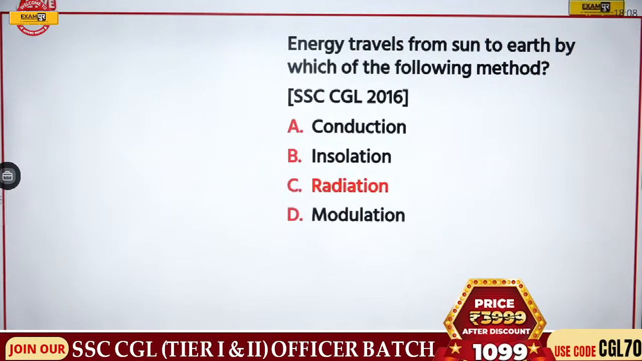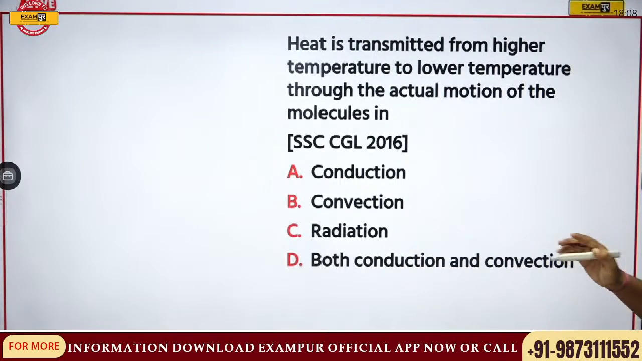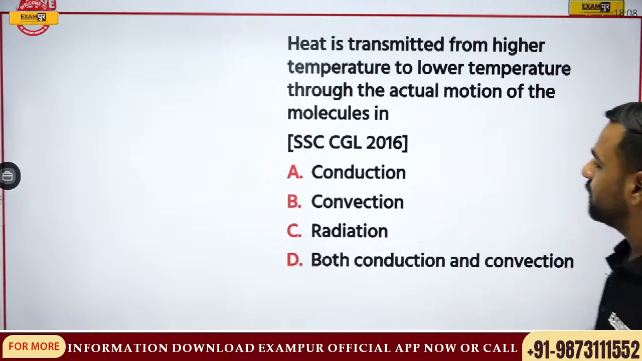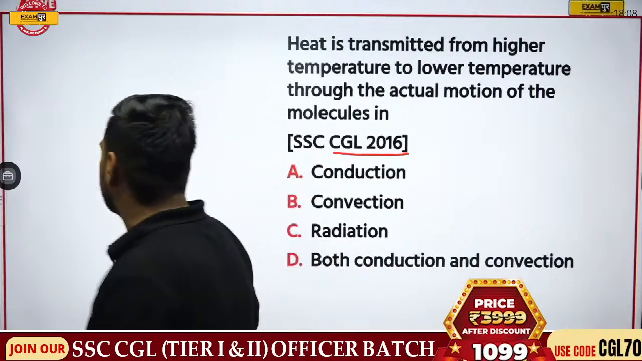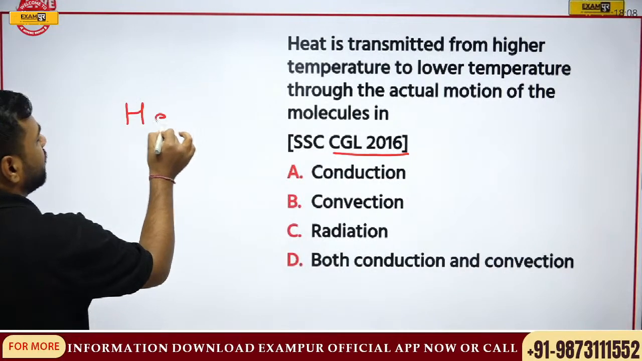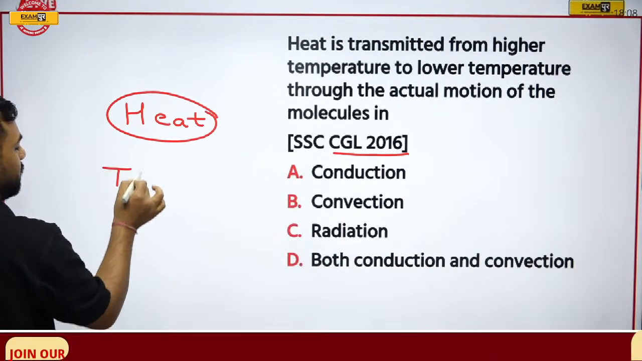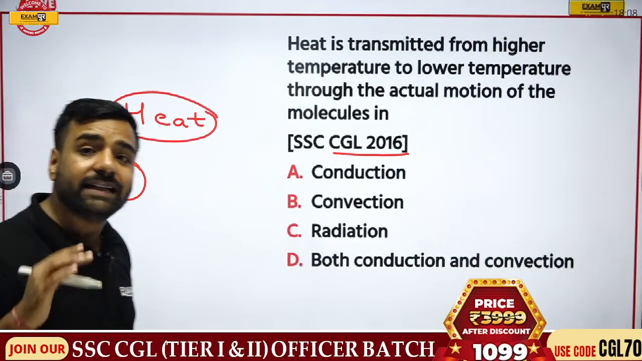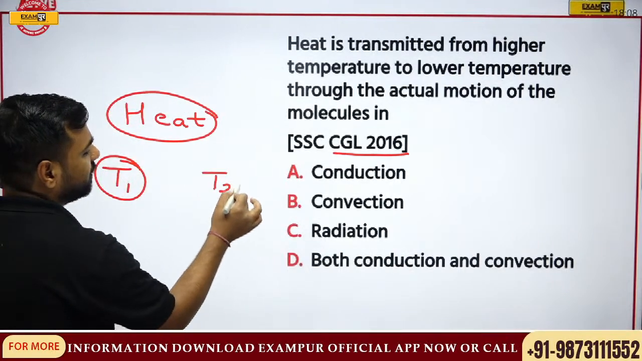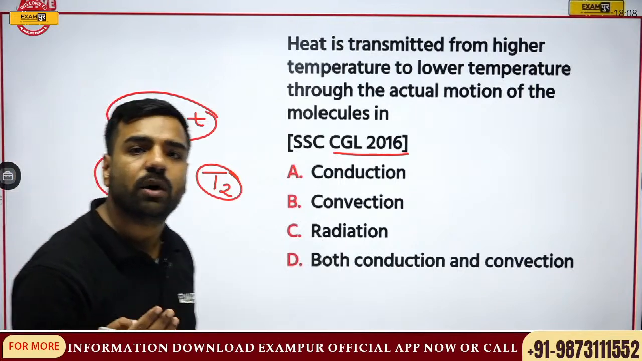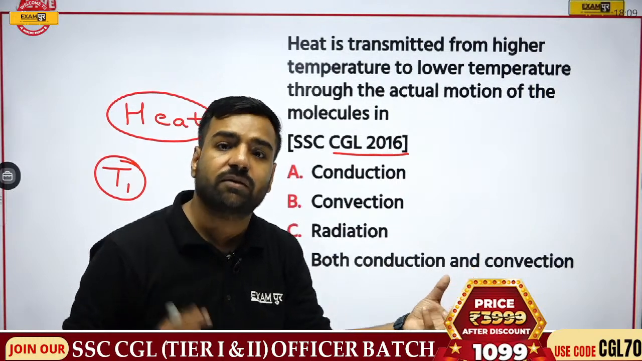Next, heat is transmitted from higher temperature to lower temperature through the actual motion of the molecules in dash. Now this is from CGL 2016. We have discussed, whenever we talk about heat, the medium which is at a higher temperature and another object which is at a lower temperature. So the object which is at higher temperature and the object which is at lower temperature, from where to where will heat flow?